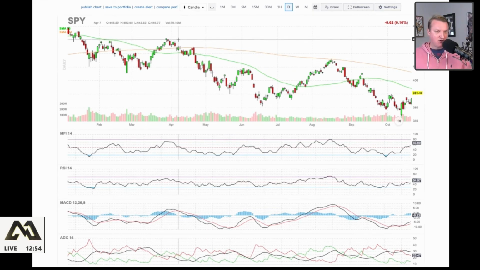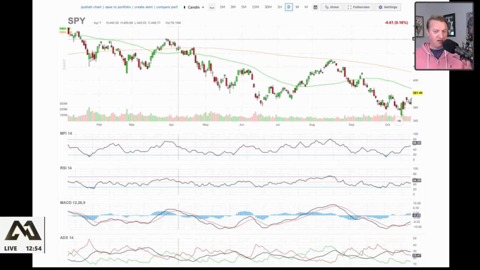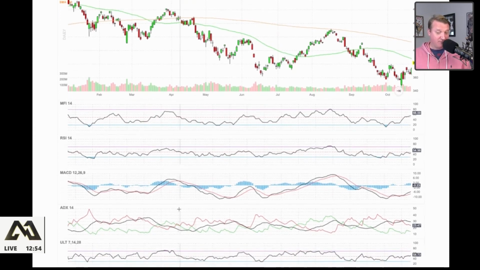A MACD crossover negative that happened on April 7th. MFI falls under 50. RSI falls under 50. ADX swings negative. And we see the ULT starting to break down. That became an opportunity to short, and the trend was confirmed right around here as this ADX started to improve. This was already negative. This was negative. The MFI was breaking down and the ULT was breaking down.